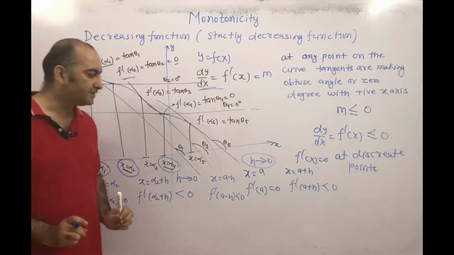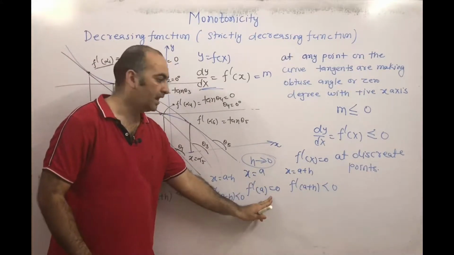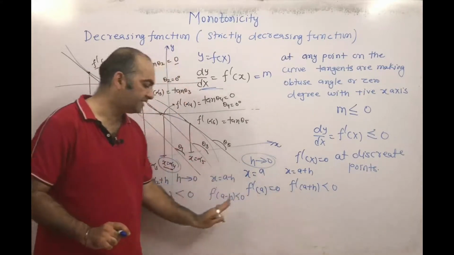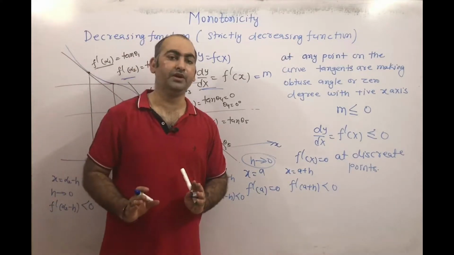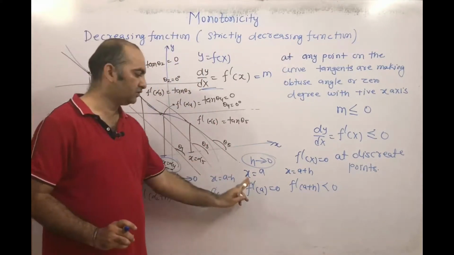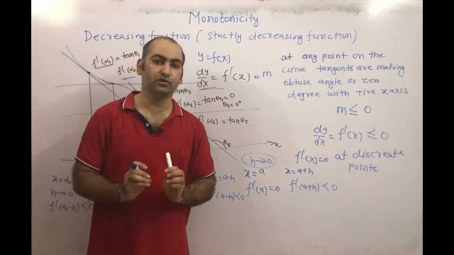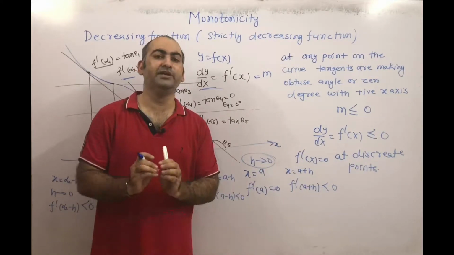For increasing function, at x equal to a, f dash a should be 0, and at these points f dash a plus h and f dash a minus h, for increasing function it should be greater than 0. Okay, so anywhere at x equal to a, if it is becoming 0, the neighborhood slope should be negative for decreasing function. For increasing function, slope should be positive.